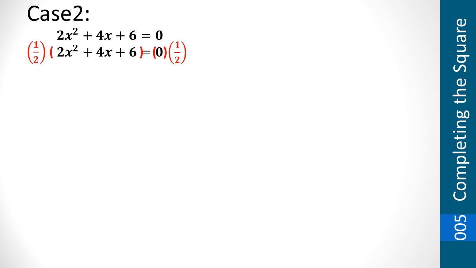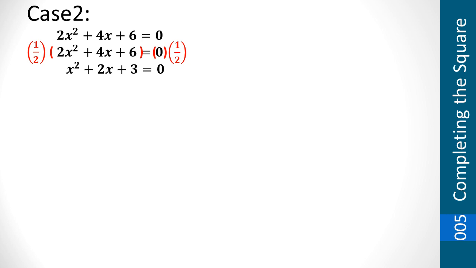1/2 times 2x squared plus 4x plus 6 equals to 0 multiplied to 1/2. So, mangyayari, yung quadratic expression dun sa kabilang side, magiging x squared plus 2x plus 3 na lang. Kasi minultiply nga bawat term sa 1/2. Then, lahat naman ng minumultiply sa 0 ay 0. So, we have x squared plus 2x plus 3 equals 0.